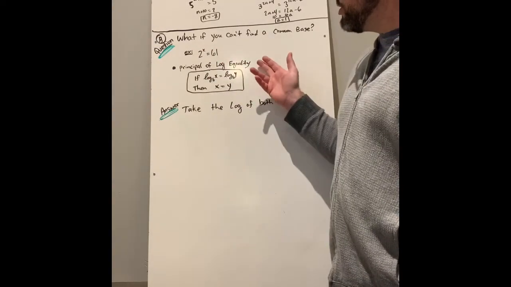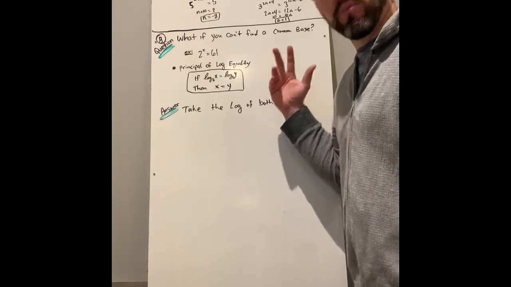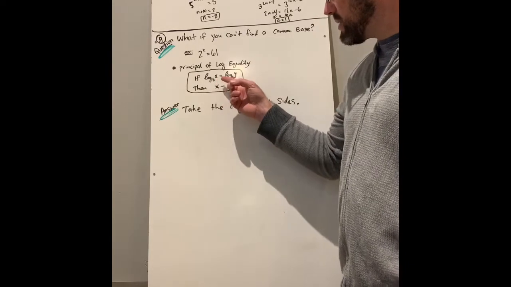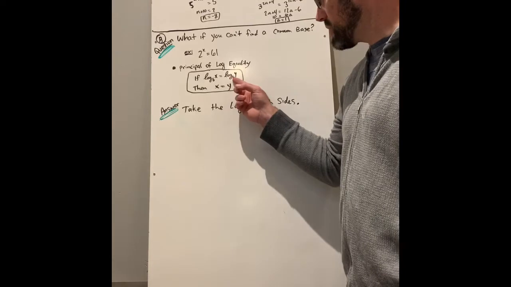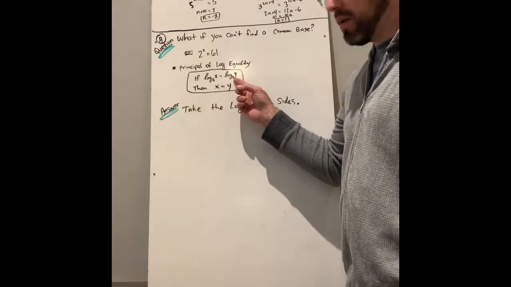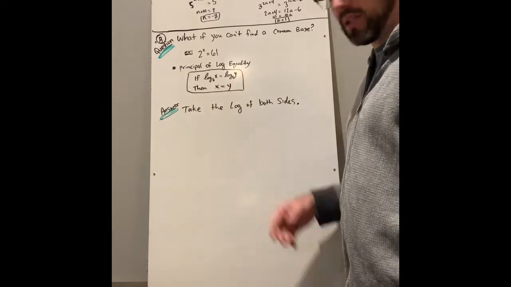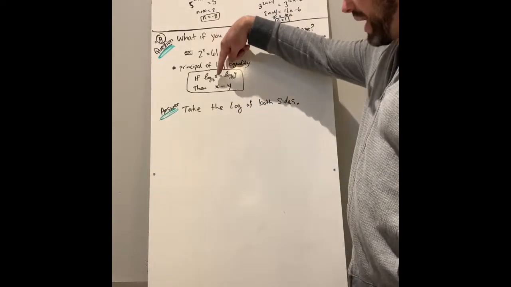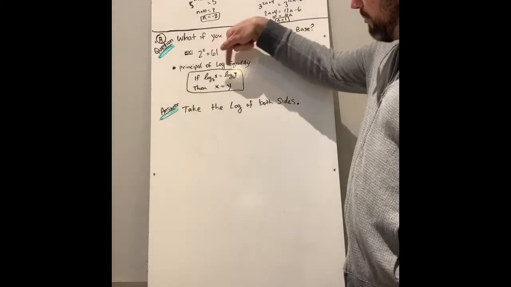But we can use the principle of log equalities. What the heck does that mean? Well, if log base b of x equals log base b of y, what am I saying here? I'm saying if you have 2 logs that have the same base and they equal each other, then what does that say about their inputs, x and y? Well, if they equal each other and they have the same base, that's the most important part, then you could say the inputs are equal.